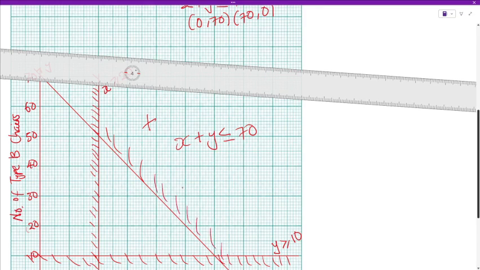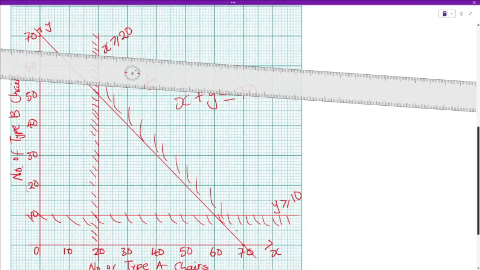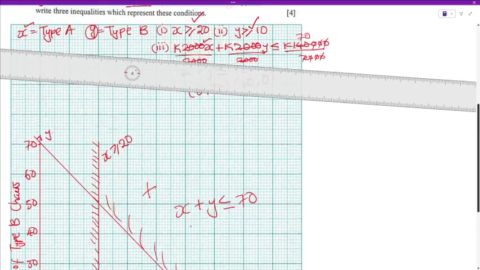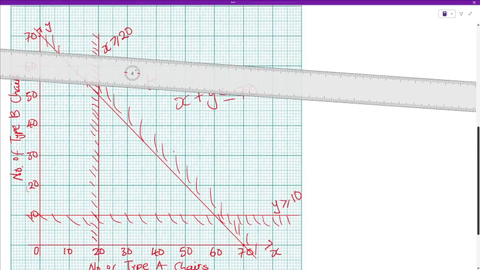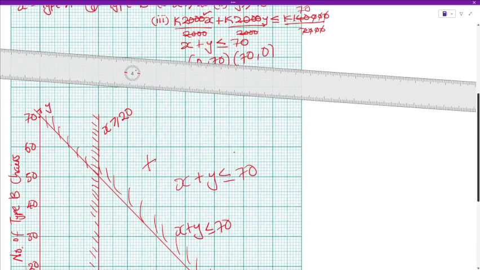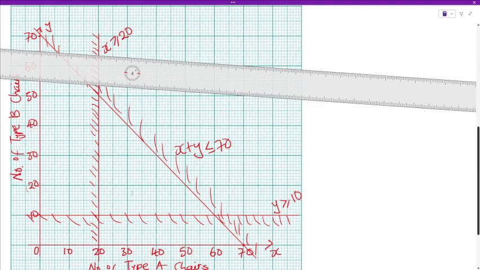Okay, like that. And we also shade this side. Then somewhere on the line you can name it x plus y less than or equal to 70. Then you plug in your origin. So your origin will be right there.